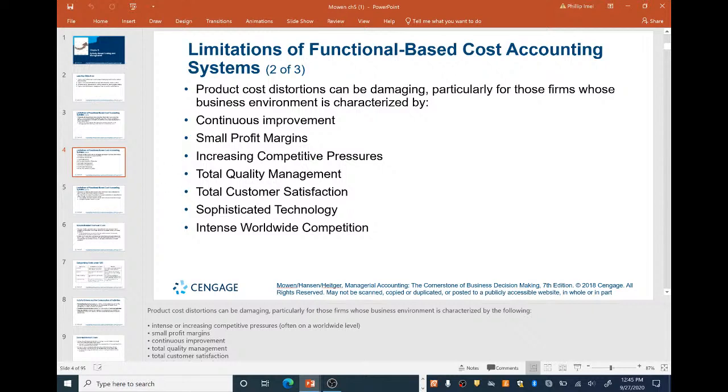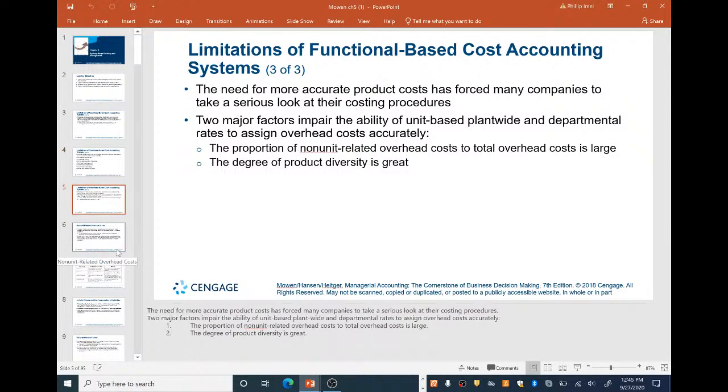If your profit margin is already very small to begin with, then obviously if you have some cost distortions, that could really affect your overall profit margin, which has an overall effect on the rest of your earnings. So we can see how all of these could play a role in having a direct correlation to the cost distortions here. The need for more accurate product cost has forced many companies to take a serious look at their costing procedures.